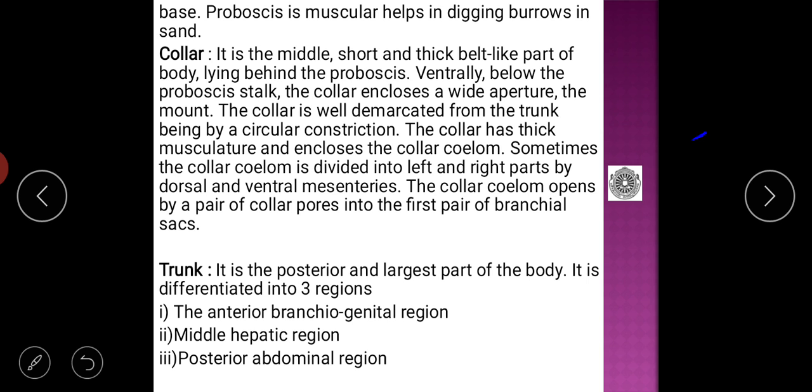Then coming to the trunk, it is the posterior and largest part of the body, and it is differentiated into 3 divisions: the anterior branchiogenital region, the middle hepatic region, and the posterior abdominal region. So these are the 3 divisions that are there in the trunk region.